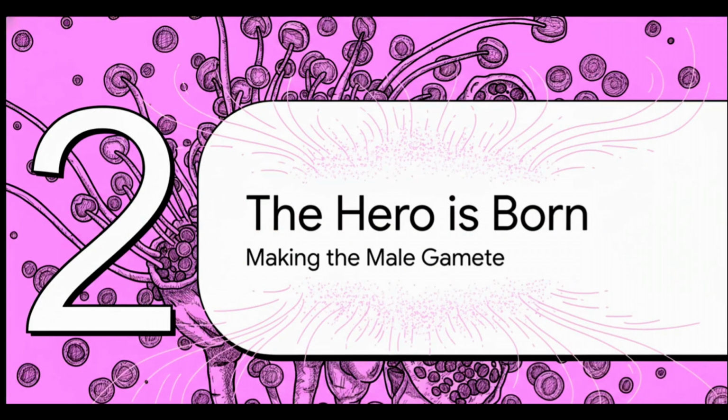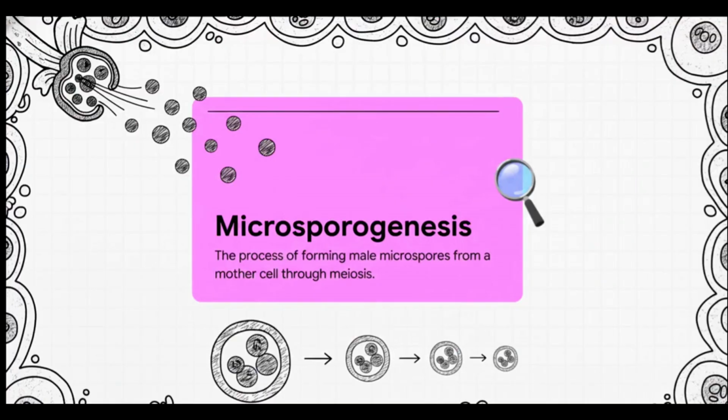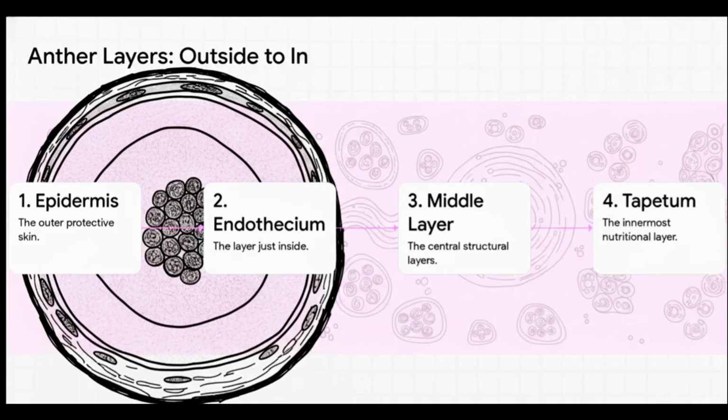All right, let's meet our hero, the pollen grain. We're going to follow its origin story, and it all starts deep inside the flower's male part, a little place called the anther. Now, this whole process has a big, fancy scientific name, microsporogenesis. But please don't let that intimidate you. All it really means is the birth of the microspore, which is literally the very first stage of our pollen grain's life. If you were to slice an anther open, you'd find it's not just some simple sac. No way. It's basically a high-security vault with 4 different protective walls. And each layer, from the outer skin all the way to the inner sanctum, has a critical job to protect and to nurture the precious cargo inside.